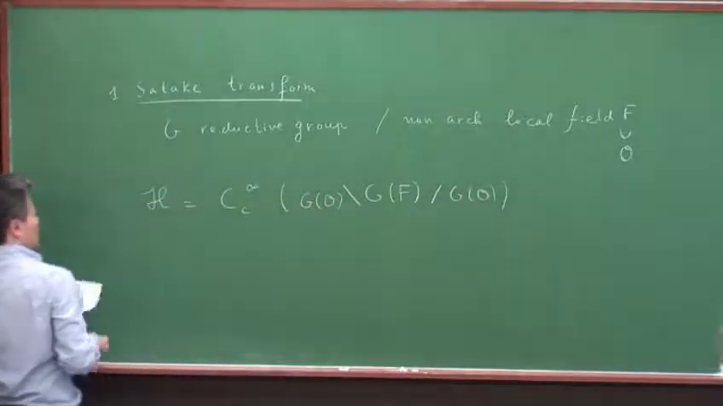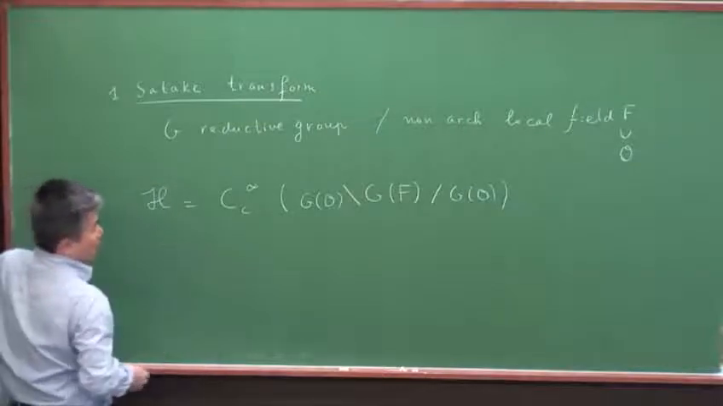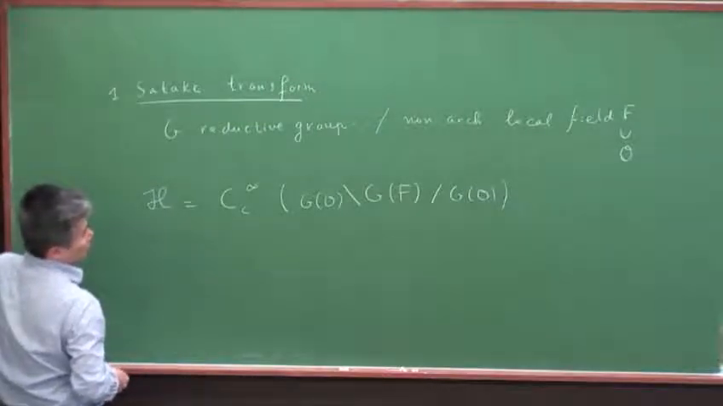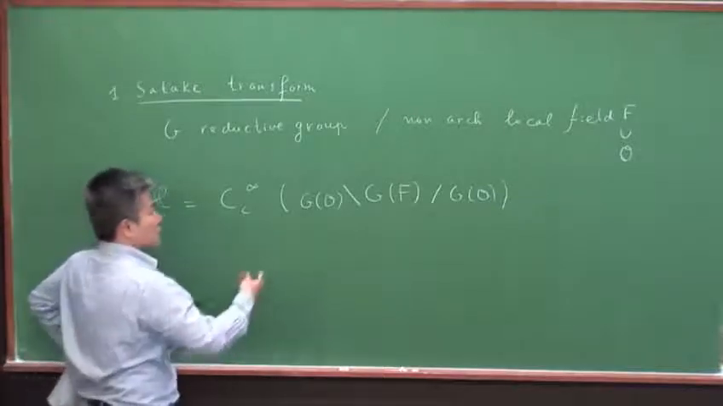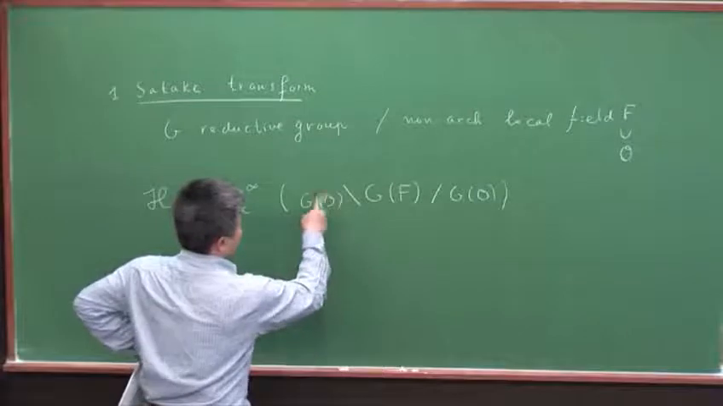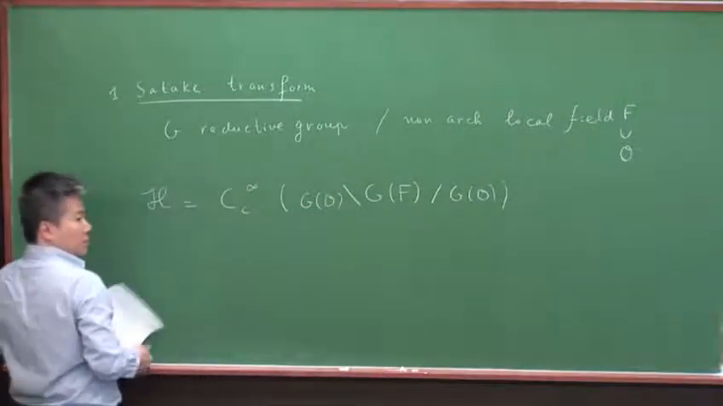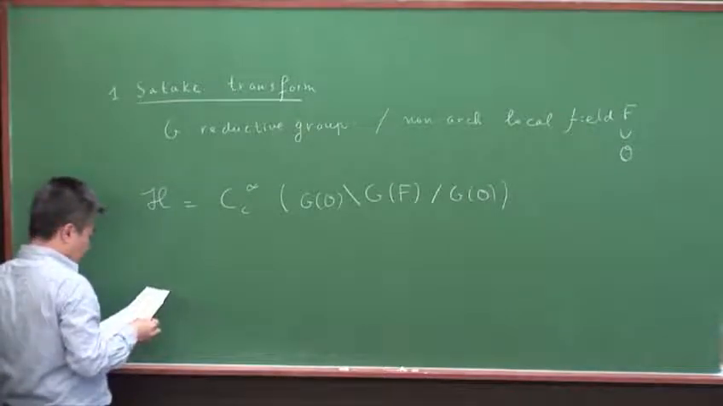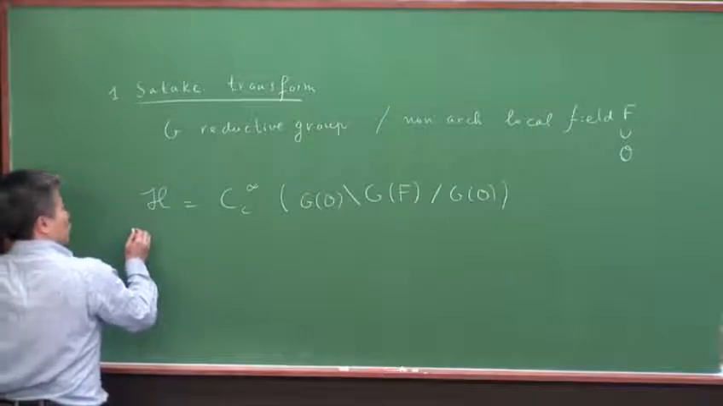Algebra, and it has the algebra structure given by the convolution product, normalized by giving G of O volume 1. And then we have the dual group.